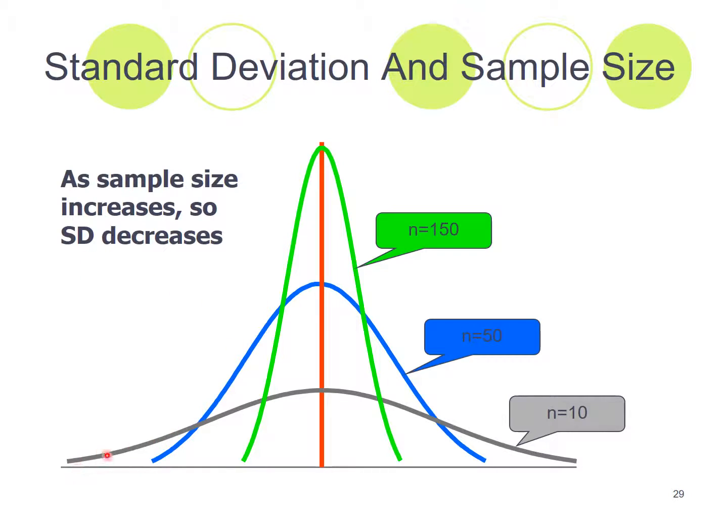Okay, and this is where your sample size is very small. The number of people you asked is 10. This one here is the number of people asked is 50, and here the number of people asked is 150. And you can see the bell-shaped curve is getting higher and higher, and the size of the standard deviations is getting smaller, and that's why it's a tighter curve.